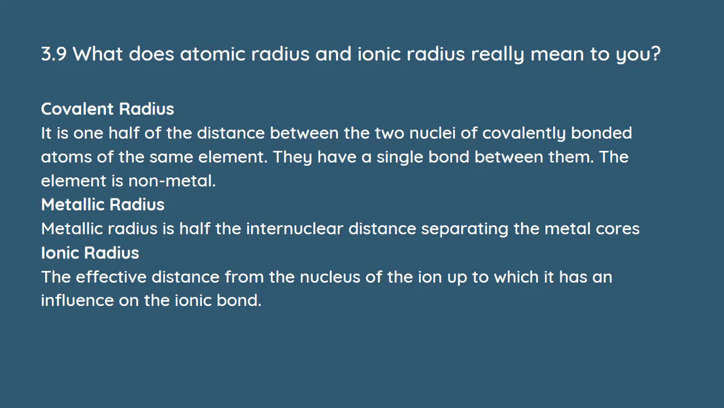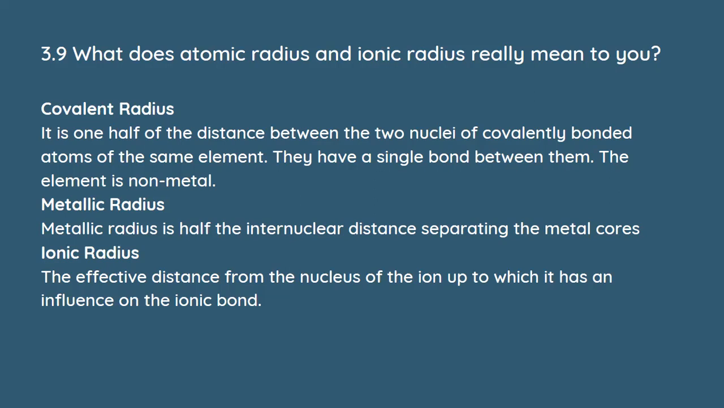Metallic radius is half the internuclear distance separating the metallic or metal cores. We had learned in detail about the covalent and metallic radius when we had discussed the atomic radius and its variation across the period and down the group. So if you haven't, you have to check it out.